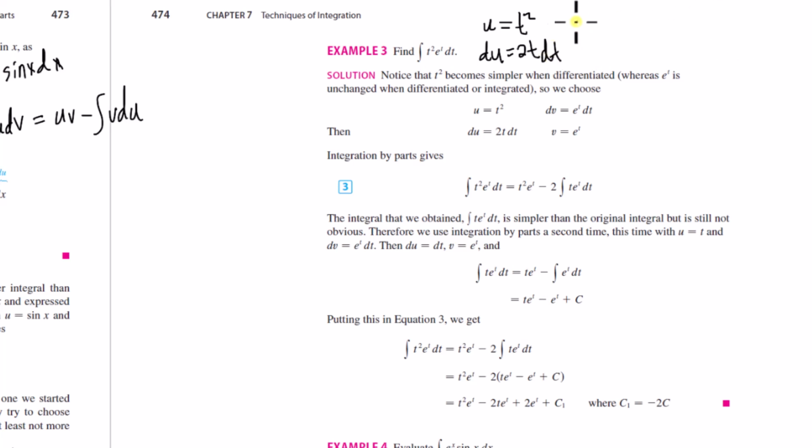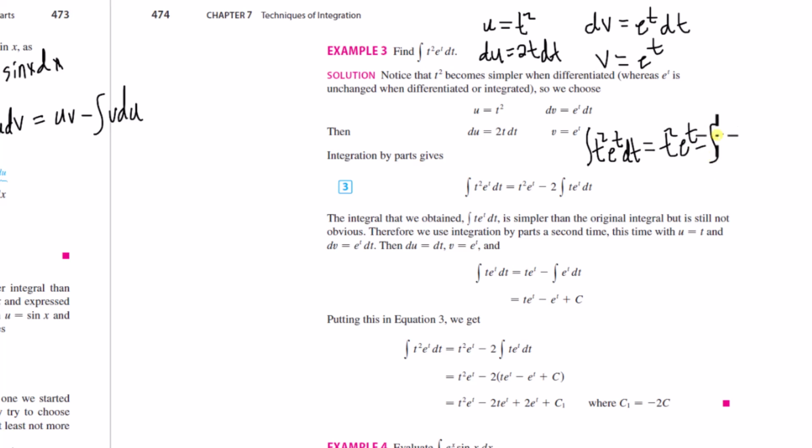All right. And then the rest of the integral, dv is equal to e to the t dt. So v is equal to e to the t. All right, so the integral of t squared e to the t dt is equal to uv minus the integral of v du, 2t e to the t.